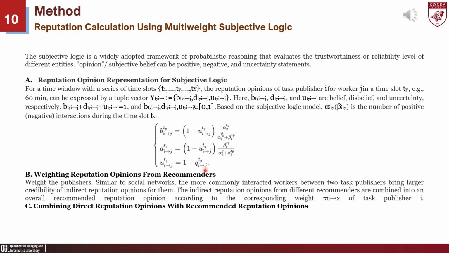And at step B, we weigh the reputation opinions from recommenders. That means we weigh the publishers. Similar to a social network, the more commonly interacted workers between two task publishers, the larger the credibility of the indirect reputation opinion between them. The indirect reputation opinions from different recommenders are combined into the overall recommended reputation opinion according to the corresponding weight of each task publisher. At the end, we combine the direct reputation opinion from step A and the recommended reputation opinion from step B.